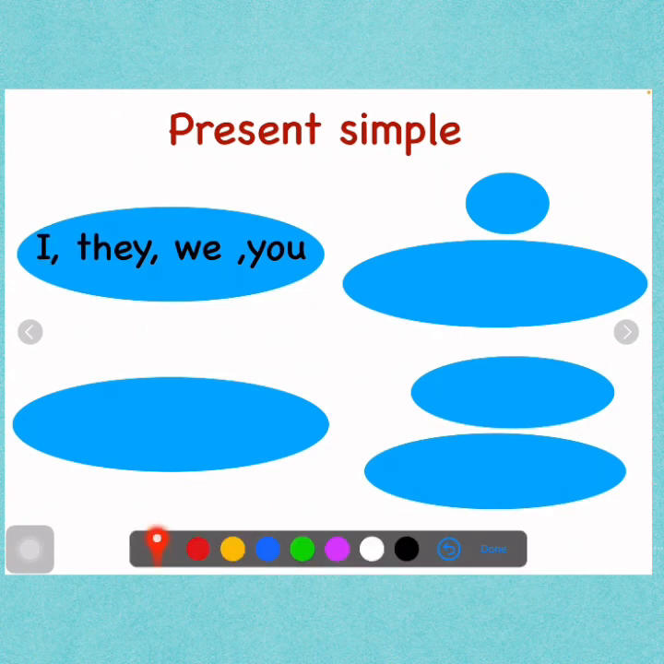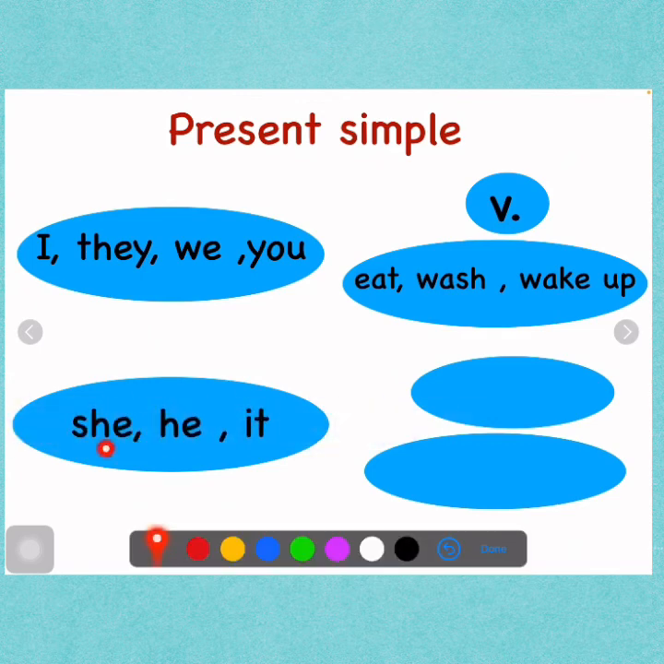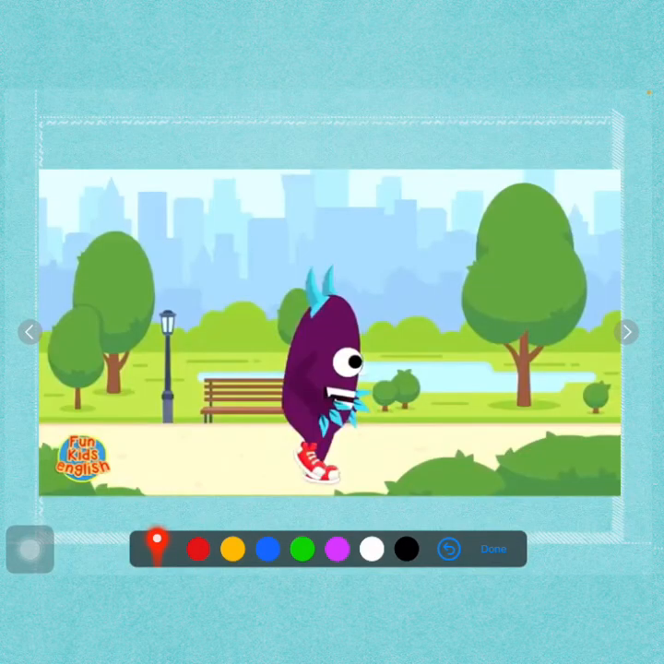Now, girls, in the present, do I care about the beginning of the sentence? Of course I do, because if I'm talking about me or more than one, I'm going to put the verb like it is. For examples, eat, wash, wake up. But if I'm talking about someone else, she like a girl, Dana, Sarah, he like a boy, Ali, Ahmed, it like a lion, an elephant, a train, a car, what should I put the verb? I will put the verb with S or ES. For examples, sleeps, runs. Excellent, girls. Do you understand it? I hope so. Let's continue. Now we are going to see this video about the present simple.